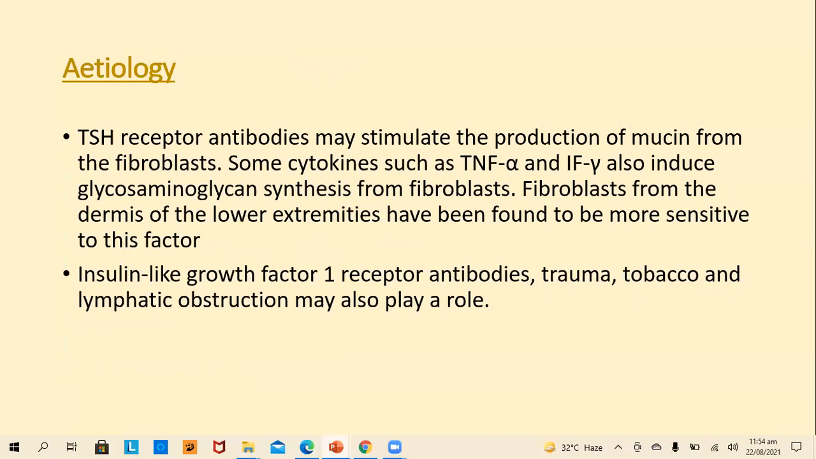Etiology: the TSH receptor antibodies may stimulate the production of mucin from the fibroblasts. Some cytokines like tumor necrosis factor alpha and interferon gamma also induce glycosaminoglycan synthesis from fibroblasts. And the fibroblasts from the dermis of the lower extremity have been found to be more sensitive to this factor. Insulin-like growth factor 1 receptor antibodies, trauma, tobacco, or lymphatic obstructions may also play a role.